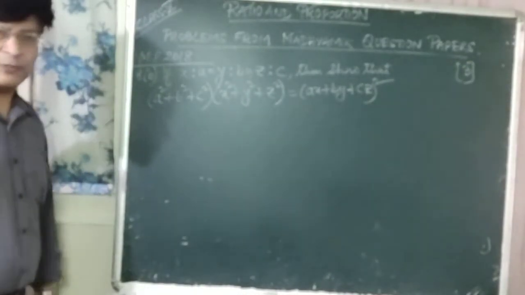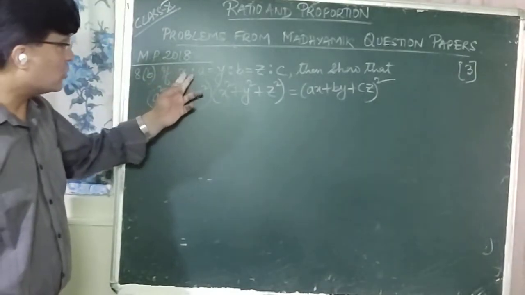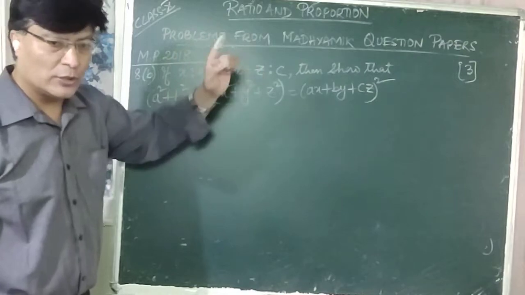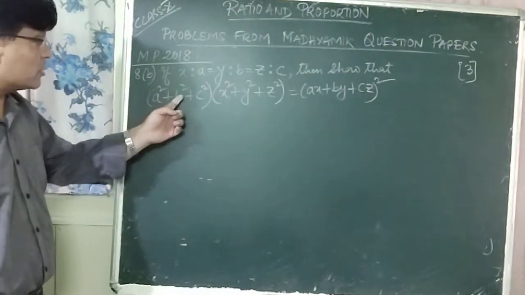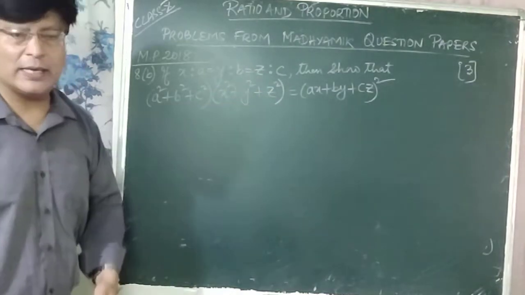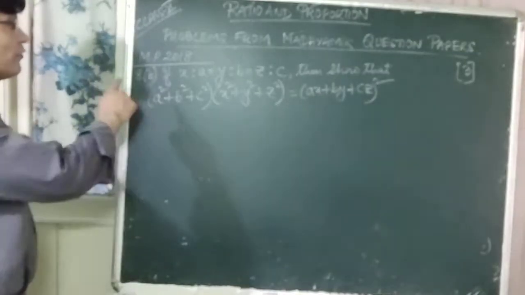Now, question, that is from the same Madhyamik Pariksha 2018. This is question number 8b. If x is to a is equal to y is to b is equal to z is to c, it is given. You have to prove that a square plus b square plus c square into x square plus y square plus z square is equal to ax plus by plus cz whole square. So from given you have to prove this LHS is equal to RHS.